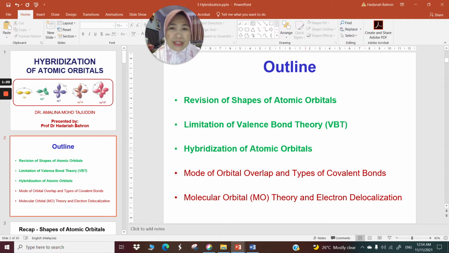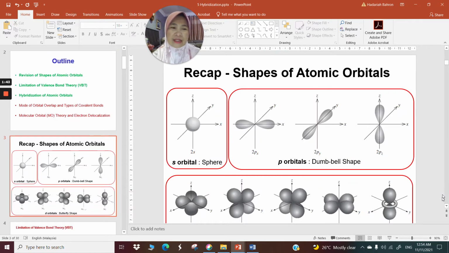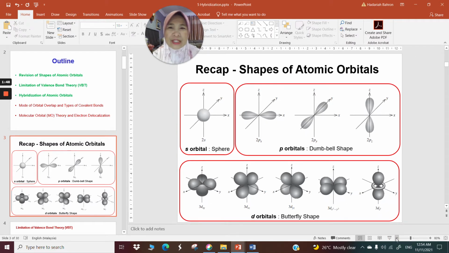These three topics are going to be covered in lecture 7, whereas the other two topics, which are mode of orbital overlap and types of covalent bonds, as well as molecular orbital theory and electron delocalization, will be covered in lecture 8. Right, let's do some recap on the shapes of atomic orbitals.